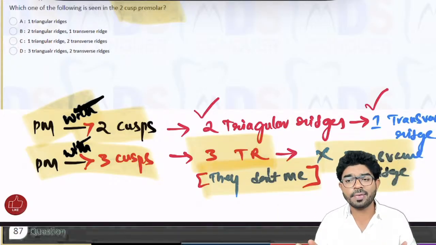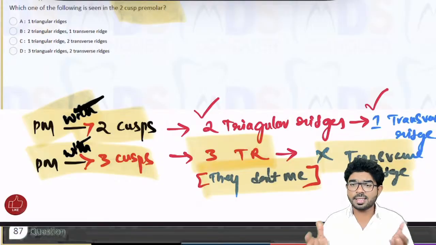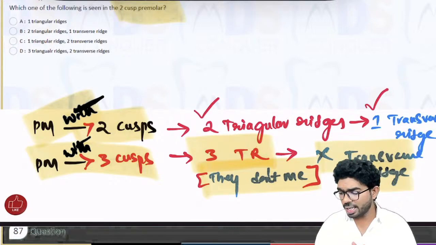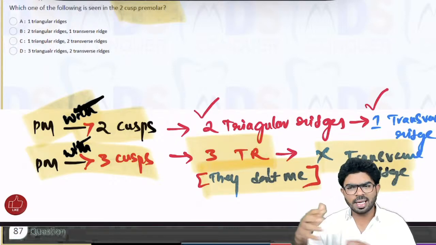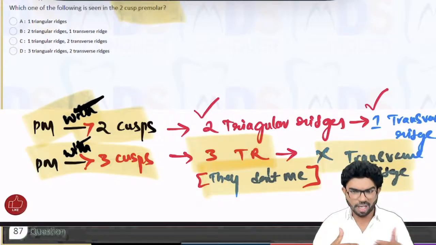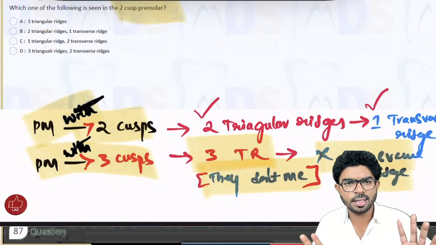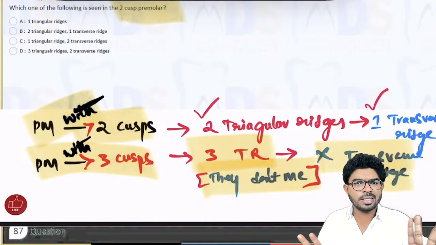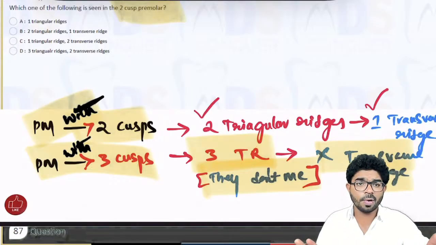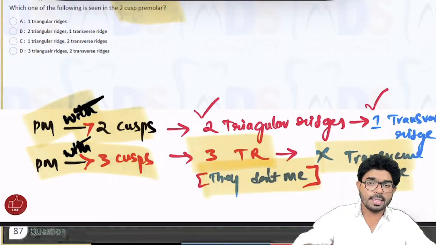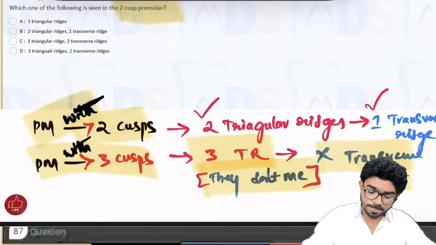Transverse ridge is present only when 2 cusps are present. It is not present whenever there are 3 cusps. But triangular ridges are equal to the number of cusps. A 2 cusp premolar is going to have 2 triangular ridges, and a 3 cusp premolar is going to have 3 triangular ridges. I hope this concept is clear. A very frequently asked question. Of course, you have one more question integrated with the same teeth. Now the question is, 2 cuspal premolars are going to have 2 triangular ridges and 1 transverse ridge. For question 86, the option is option B.